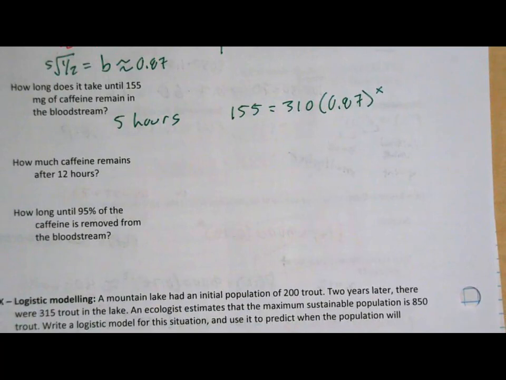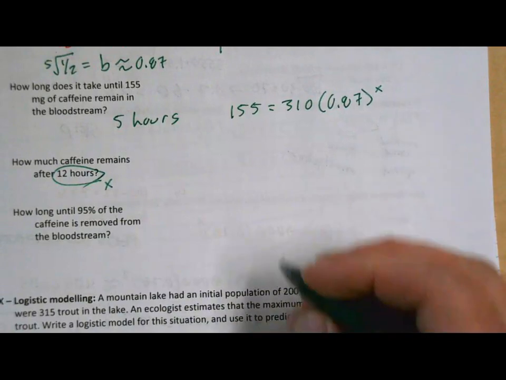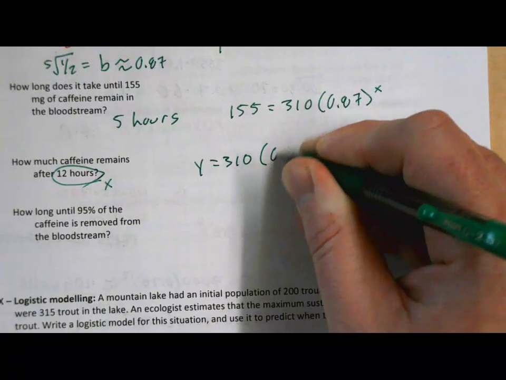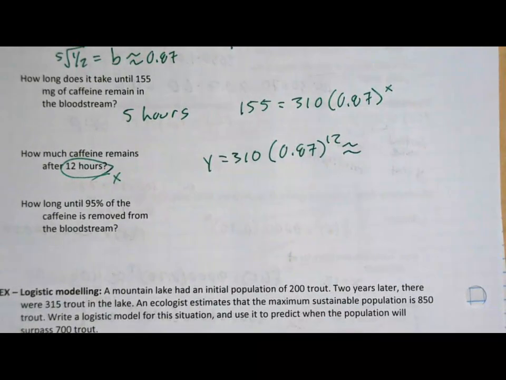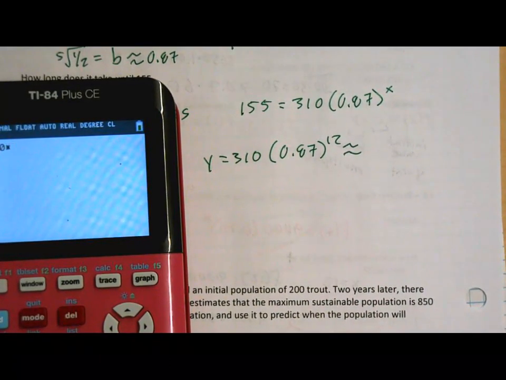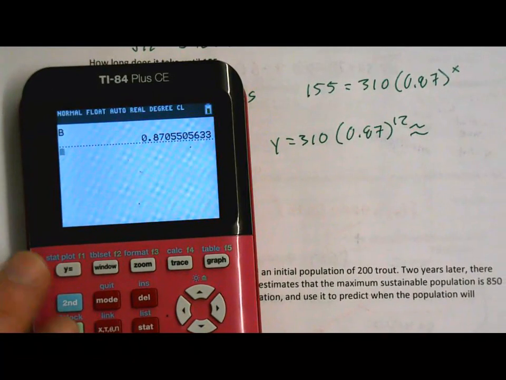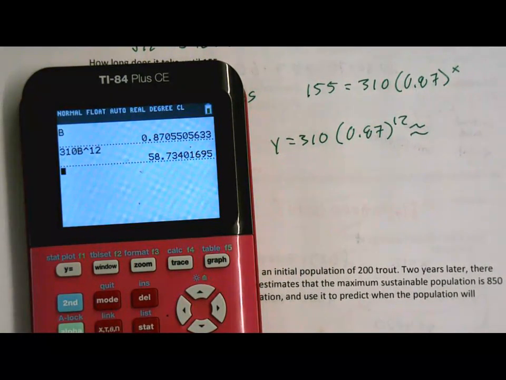All right, now let's do one where we actually do have to do some math. How much caffeine remains after 12 hours? Is 12 hours an X value or a Y value? X. So we'll take our equation and we'll plug 12 in for X. And we'll use our calculators. Did I stow B? I did. Yes. Cool. So 310 times B to the 12th. About 58 milligrams.